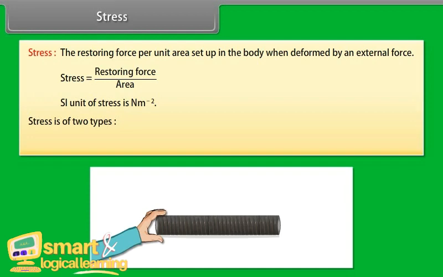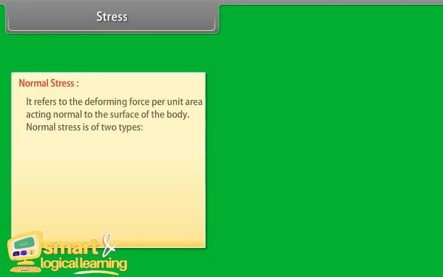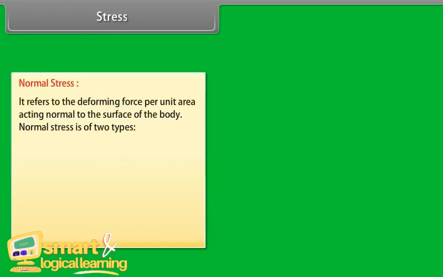Stress is of two types: normal stress and tangential stress. Normal stress. It refers to the deforming force per unit area acting normal to the surface of the body. Normal stress is of two types.